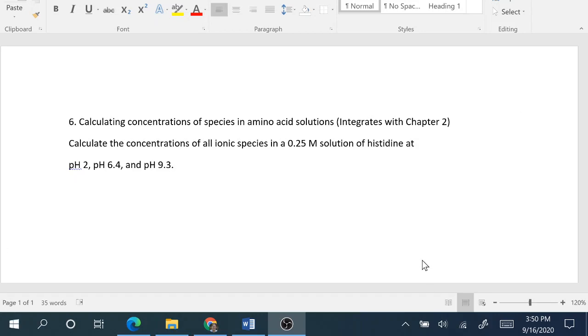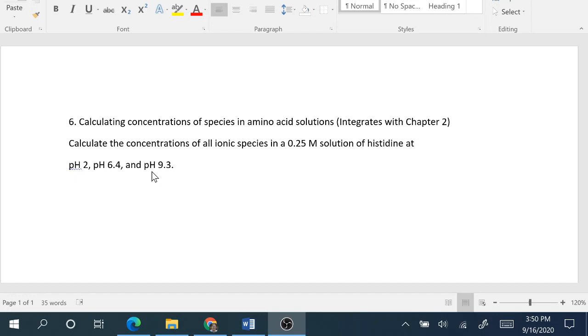The next problem we'll work is problem 6 from the study guide in Garrett Biochemistry in Chapter 4. This problem looks small enough: calculating concentrations of species in amino acid solutions. Calculate the concentrations of all ionic species in a 0.25 molar solution of histidine at pH 2, pH 6.4, and pH 9.3.